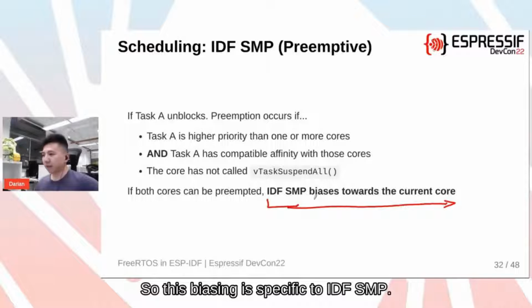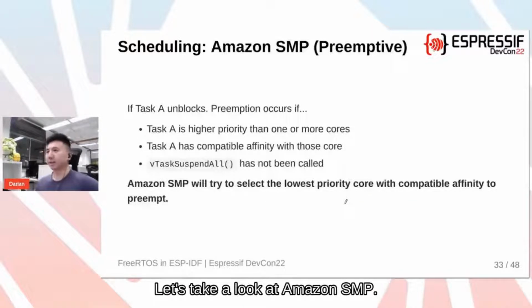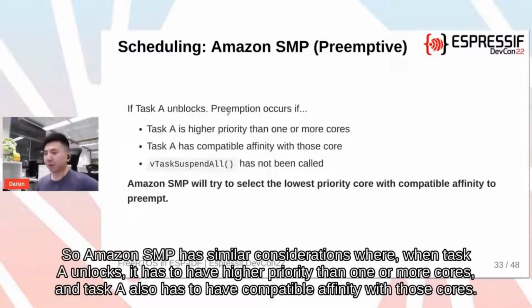So this biasing is specific to IDF SMP. Let's take a look at Amazon SMP. Amazon SMP has similar considerations where when task A unblocks, it has to have higher priority than one or more cores, and task A also has to have compatible affinity with those cores.